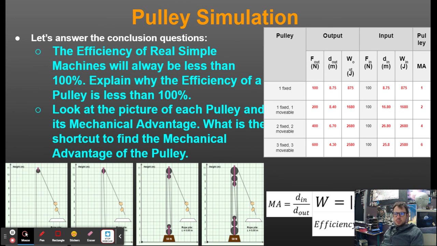If we look at the picture of each pulley and its mechanical advantage, what is the shortcut to find the mechanical advantage of each pulley? Well, the first pulley has a mechanical advantage of 1. There's only one string connected to that weight. Let's look at the next one. Mechanical advantage of 2. Now there are 2 strings supporting that mass. The third one has a mechanical advantage of 4. There are 4 strings connected to it. And the last one has a mechanical advantage of 6, and there are 6 strings attached to that load. So it's easy. Just count up the number of strings supporting that load. That's going to be the mechanical advantage.